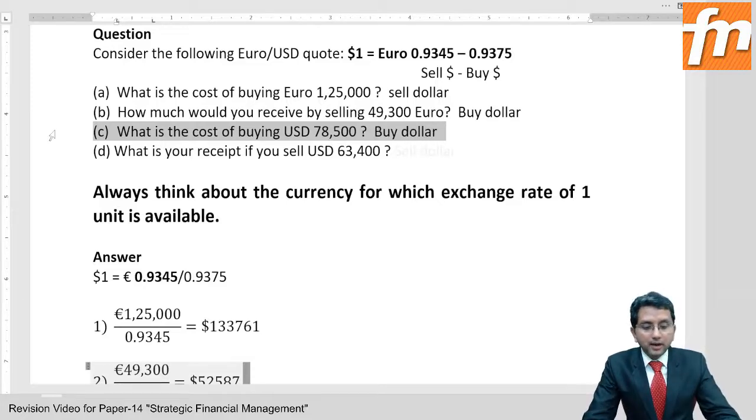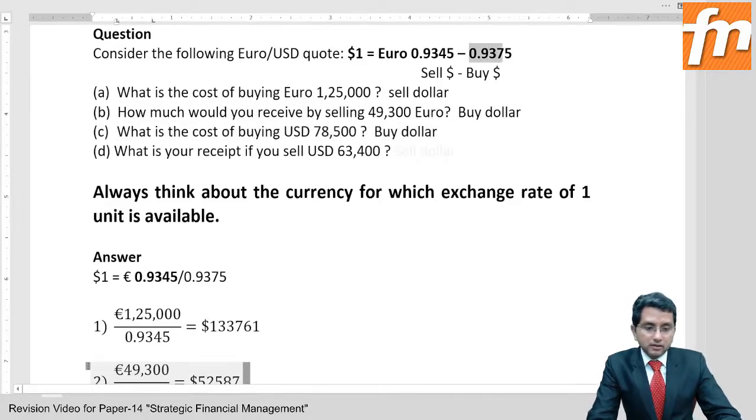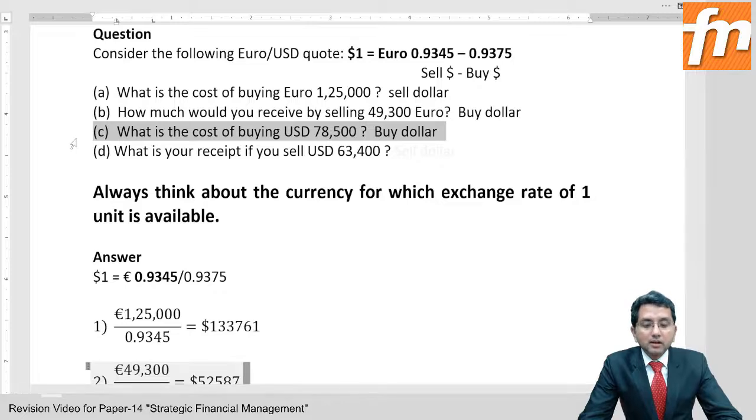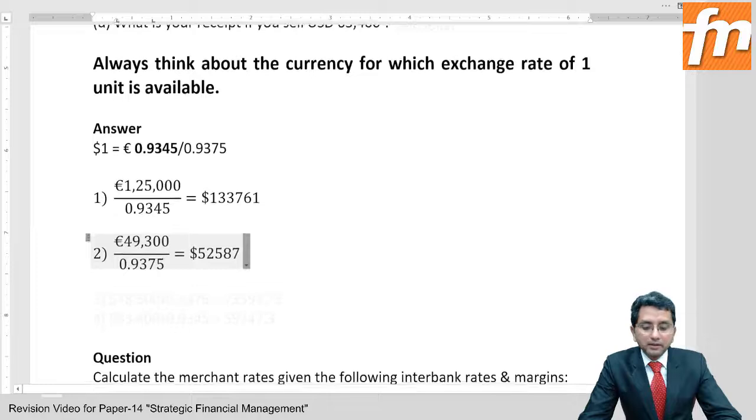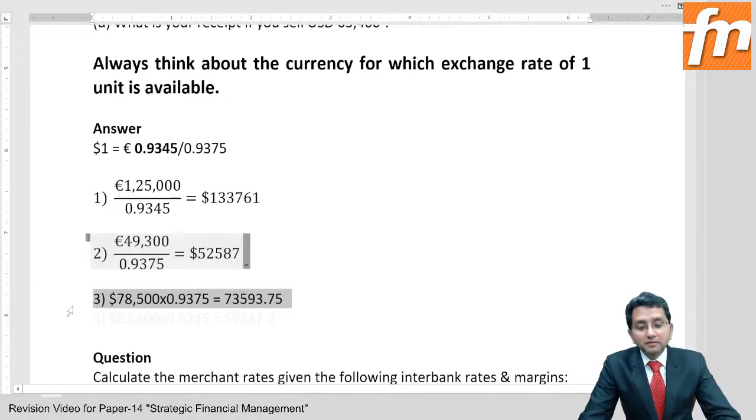So you are actually buying dollar and you will be able to buy it at the higher rate of 0.9375. The question is, should I multiply or divide? Dollars are given and rate is already given for $1. So you need to multiply by the rate. 78,500 multiplied by 0.9375 will give you roughly 75,000 euros.